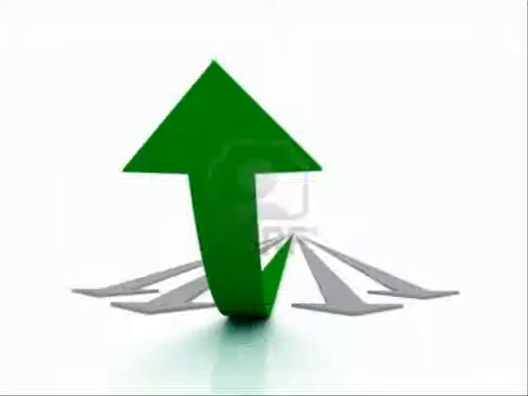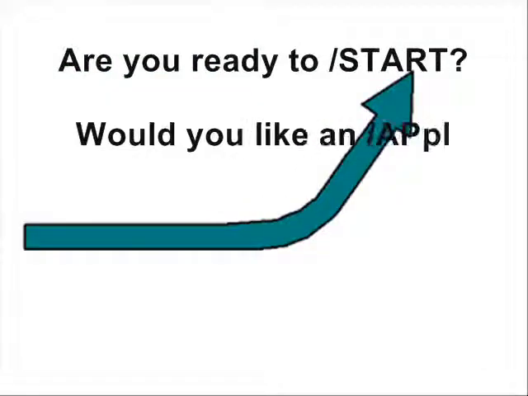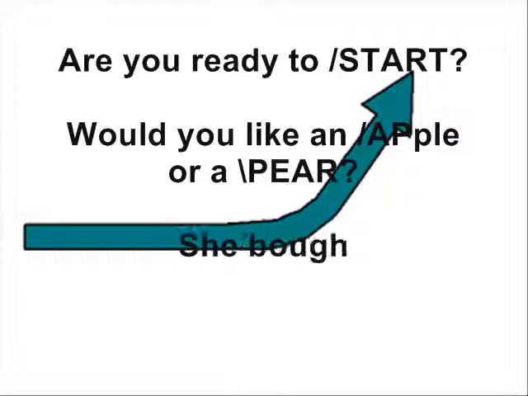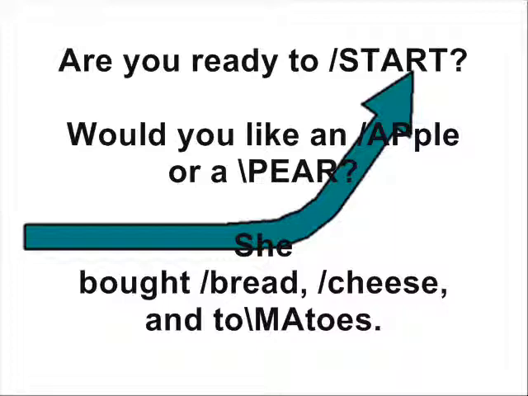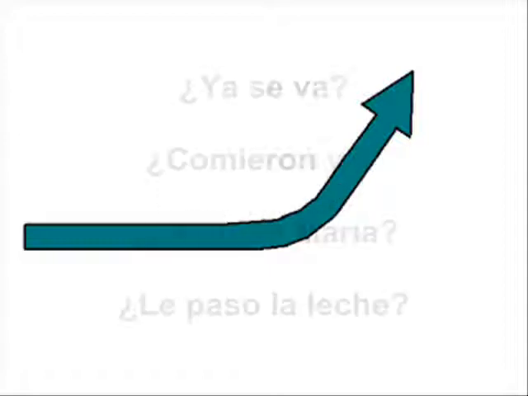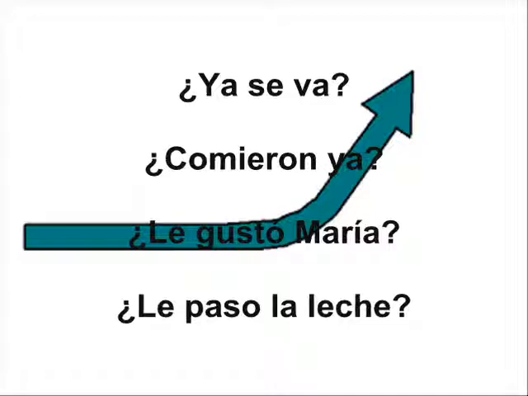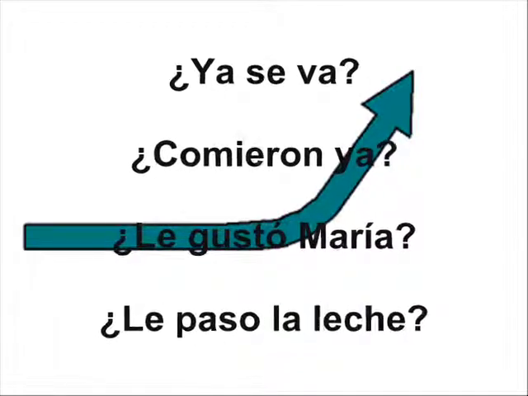For example, in English we have, are you ready to start? Would you like an apple or a pear? She bought bread, cheese, and tomato. In Spanish, the rising pattern is used in the other group of questions, generally the yes-no questions. ¿Ya se va? ¿Comieron ya? ¿Le gustó María? ¿Le paso la leche?